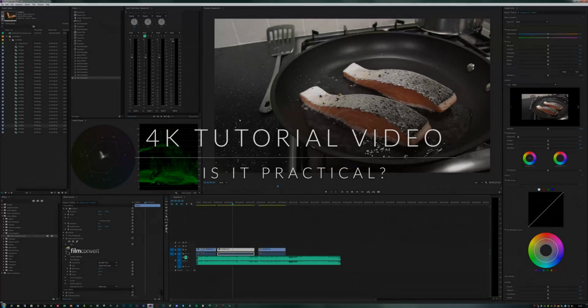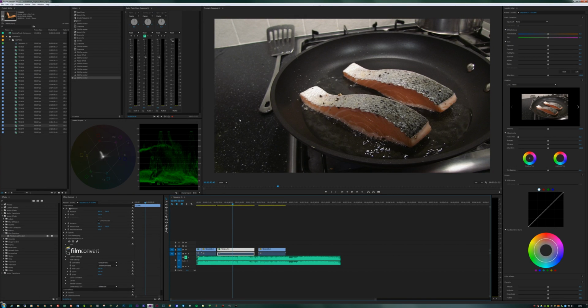That's 4096 by 2160. And I'm not going to go all sort of 2014 on you and make a big deal about the fact that it's in 4K. I'm just doing this for a test because I'm looking at some of the facts around, is it practical? Is it really practical to record a tutorial video in 4K? Now, I don't know how this is going to turn out.